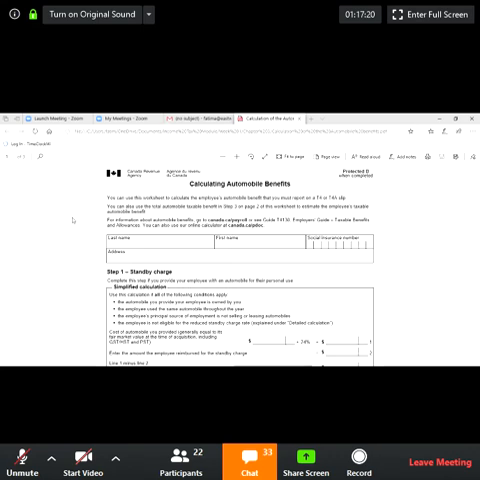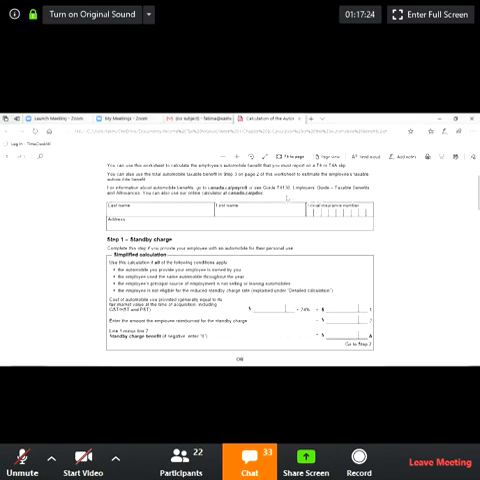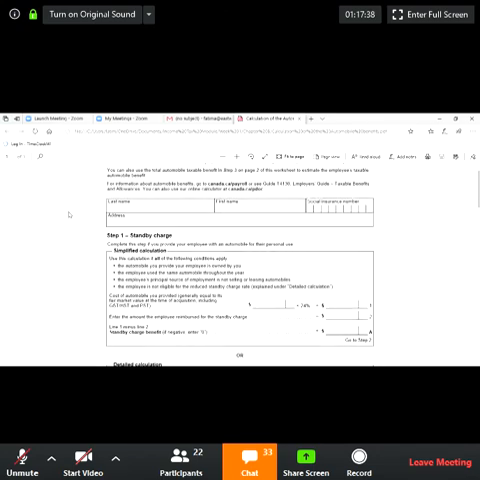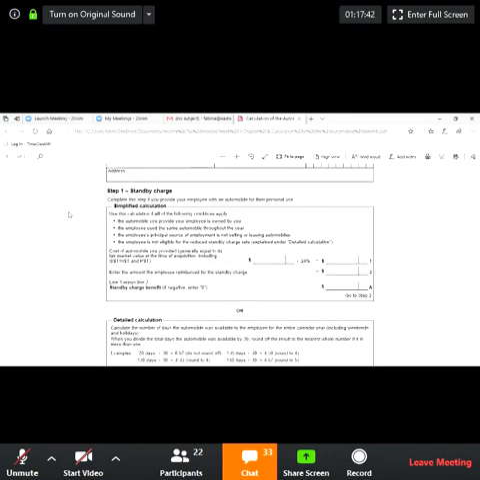So, for the information about the automobile benefit, we need to go to the Canada Payroll guide on benefits and allowances. You can also use an online calculator. So, they give you some kind of guidelines if you want to calculate it. Details about the employee: last name, first name, SIN number, and address. So for calculating, as I said, there are two types of expenses.